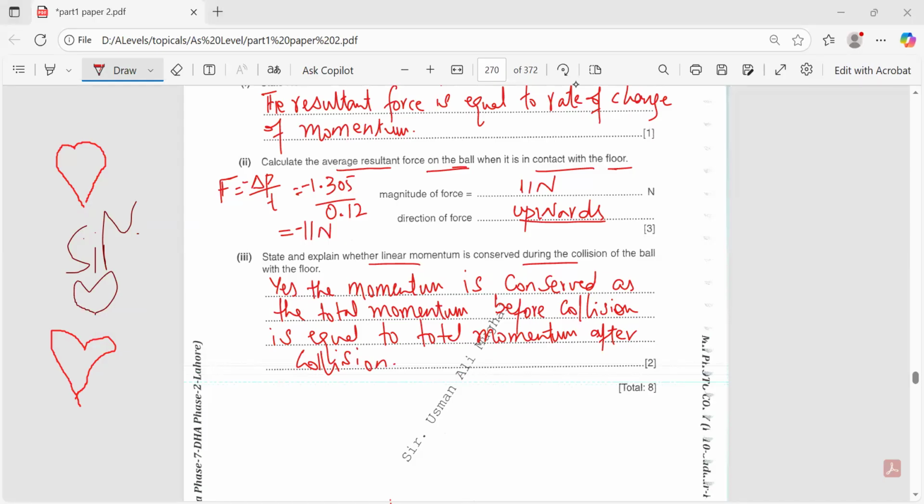Sir Nasir, I have a question. Yes, please ask. So how do we know that the total momentum before collision is equal to the total momentum after collision? Because we didn't calculate it, did we?